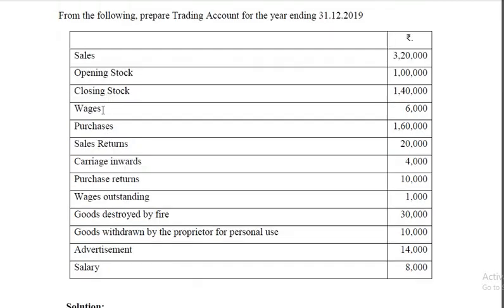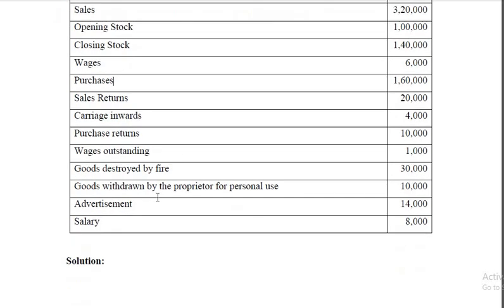Then wages, this is to be debited, direct expense. Purchases, the debit side, less purchase returns here, 10,000. So from purchases of 1,60,000, you have to deduct purchase returns of 10,000. Again, there is an item, goods withdrawn by the proprietor for personal use. This has to be deducted from purchases because they are not meant for sale. So purchases less purchase returns less goods withdrawn by the proprietor for personal use. That's nothing but drawings.